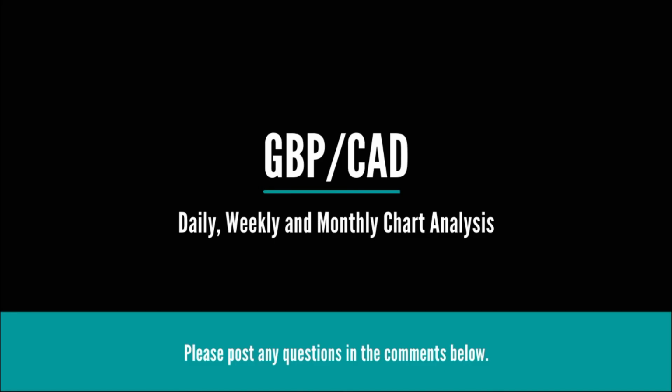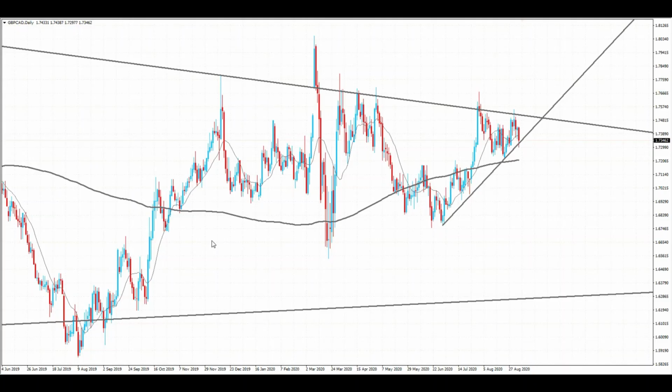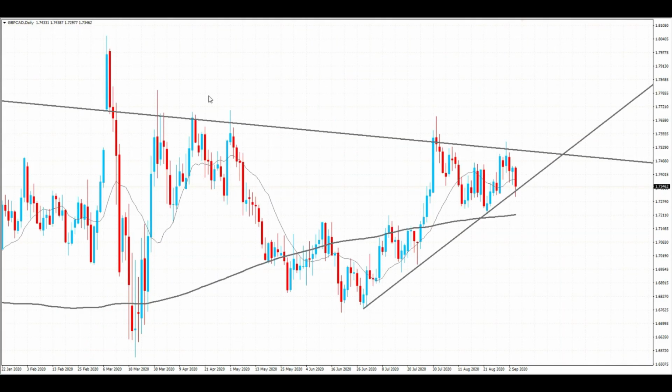And last but not least, GBP/CAD. Okay, so for GBP/CAD on the daily time frame, you can see we do have this resistance all the way up here, which price is struggling to break through, but we do have this trend line as well, and our weekly trend line as well. So it looks like price is just squeezing between these levels. Price doesn't really have any clear direction as of yet.